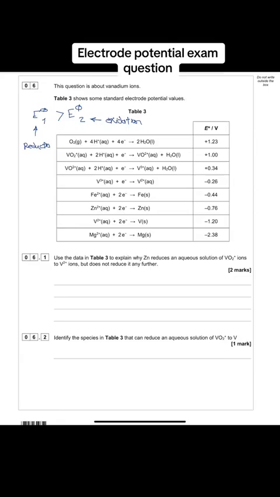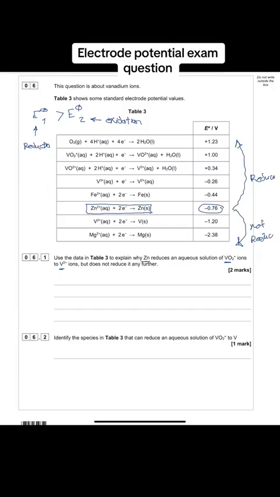So the first question, they ask you to use the data in table 3 to explain why zinc reduces an aqueous solution of VO2+ ions to V2+ ions, but not reduce it any further. So let's have a look. Where is zinc? So this is the zinc equation, and this is the electrode potential. That means that zinc will be able to reduce everything above it, but not anything below it. So zinc itself will reduce all of these species above it, but will not reduce these ones below.